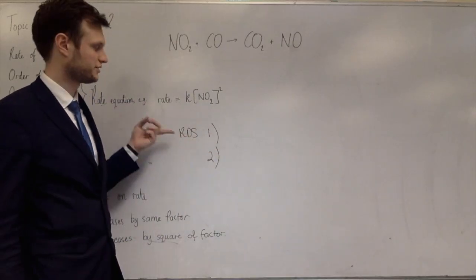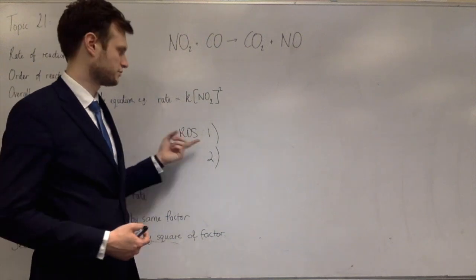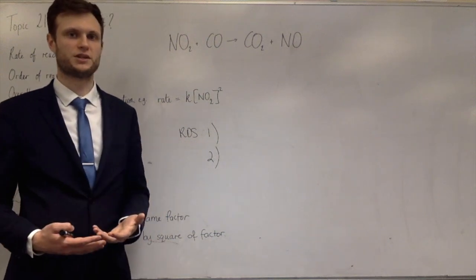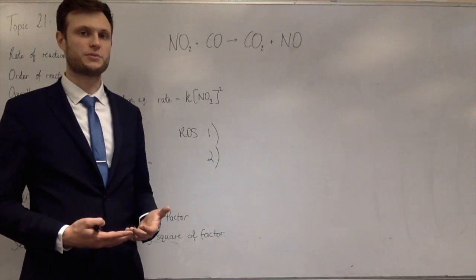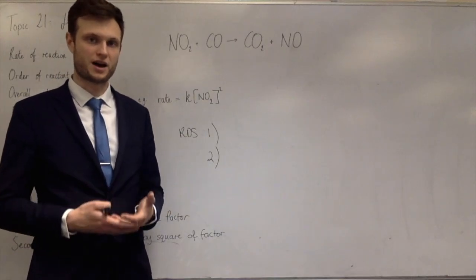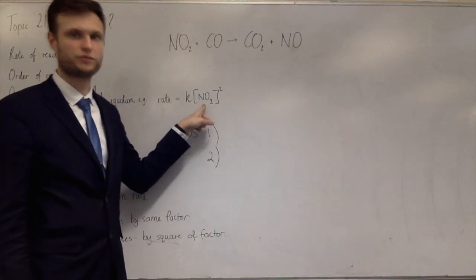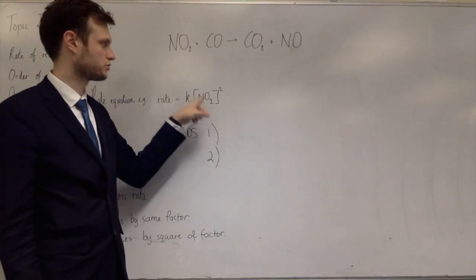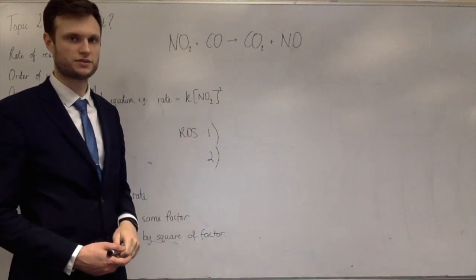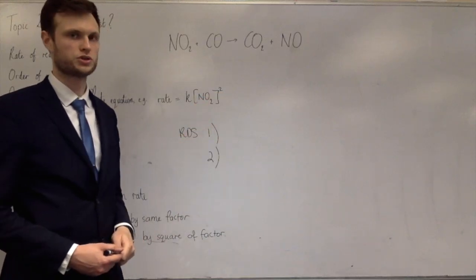Sometimes you'll see this written as slow and fast. I've just written RDS to show us that that's the rate determining step. And the rate determining step, to work out what the reactants are in that step, you just put in the reactants from the rate equation. So here I've got two nitrogen dioxides, and so here I write two nitrogen dioxides.